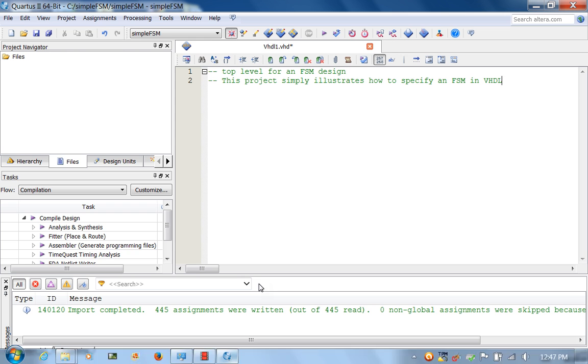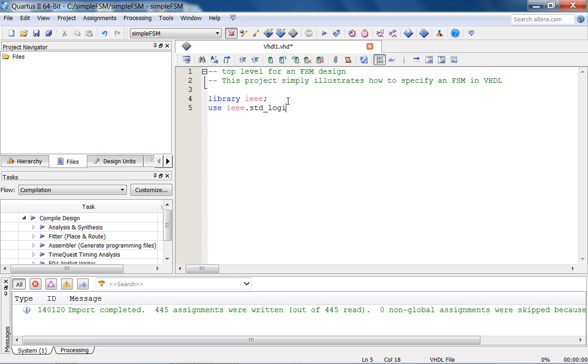Library IEEE, use IEEE.standard. Another thing: the reason I'm typing this off the top of my head is because I've been doing this for some time. Typing off the top of your head will not work for your labs and projects. You should design on a piece of paper, resolve any discrepancies or questions you have offline, and then start the design. Point number two, you're not programming. You're specifying hardware.